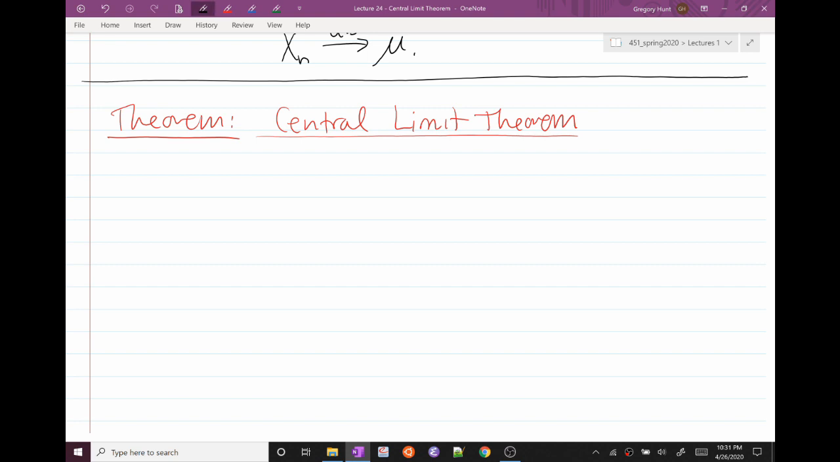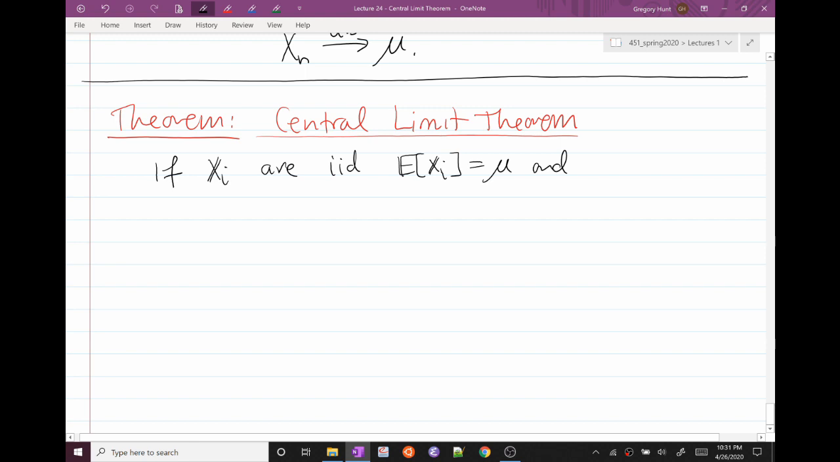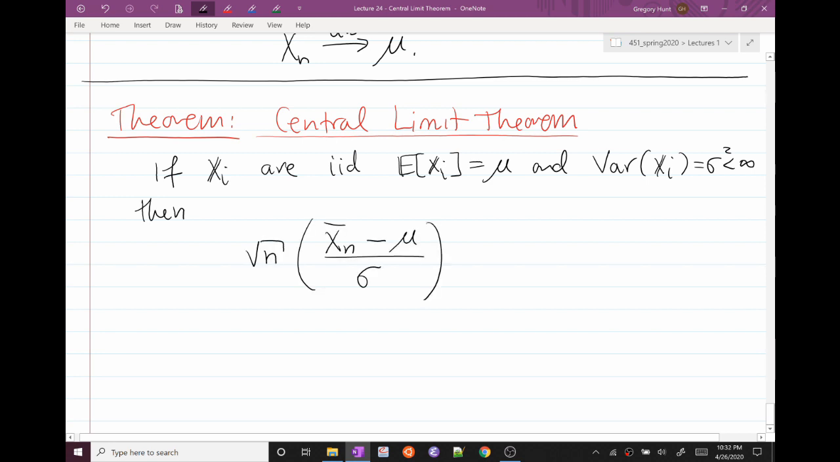So the correct way to write the central limit theorem is that if we have some x sub i's and they are IID and they have an expectation mu and a variance, which is some finite sigma squared, then if we look at the following quantity, square root of n times Xn bar minus mu over sigma, that quantity converges in distribution to a normal 0, 1 random variable.